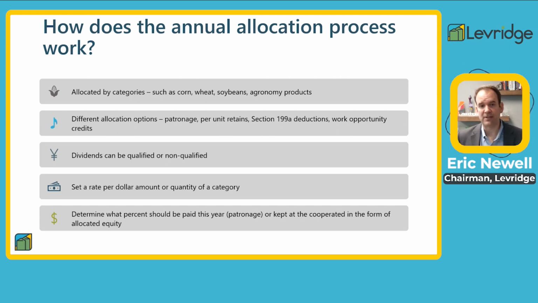And then finally, you decide what percentage of that allocation should be paid out this year in the form of a patronage dividend or kept at the cooperative in the form of allocated equity. So oftentimes a cooperative might say 50% is going to be paid out in cash and 50% will be held in allocated equity for future years.